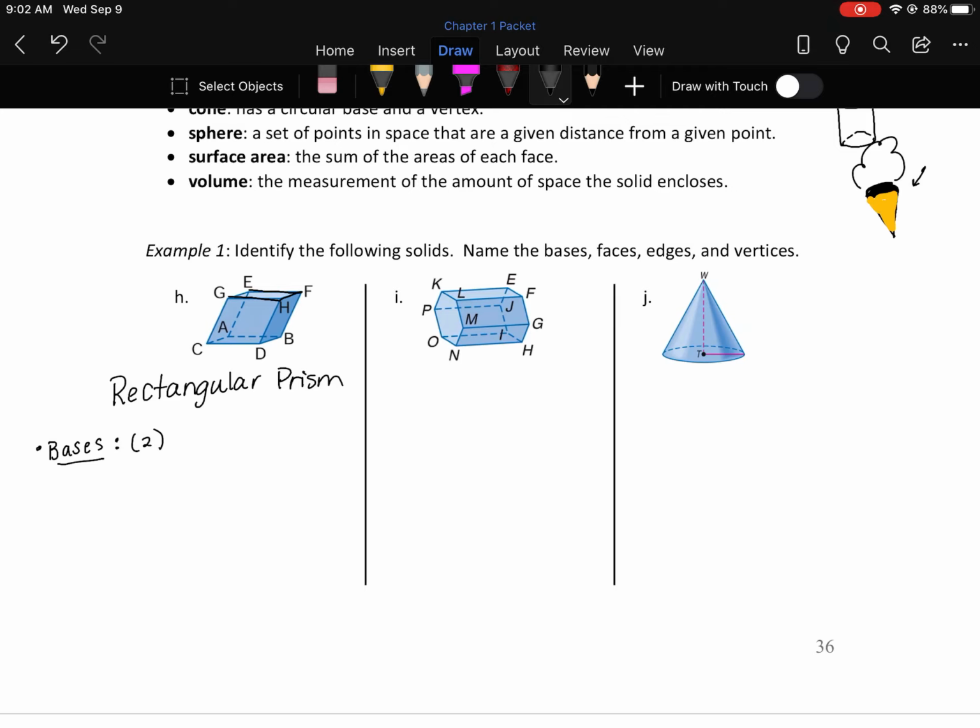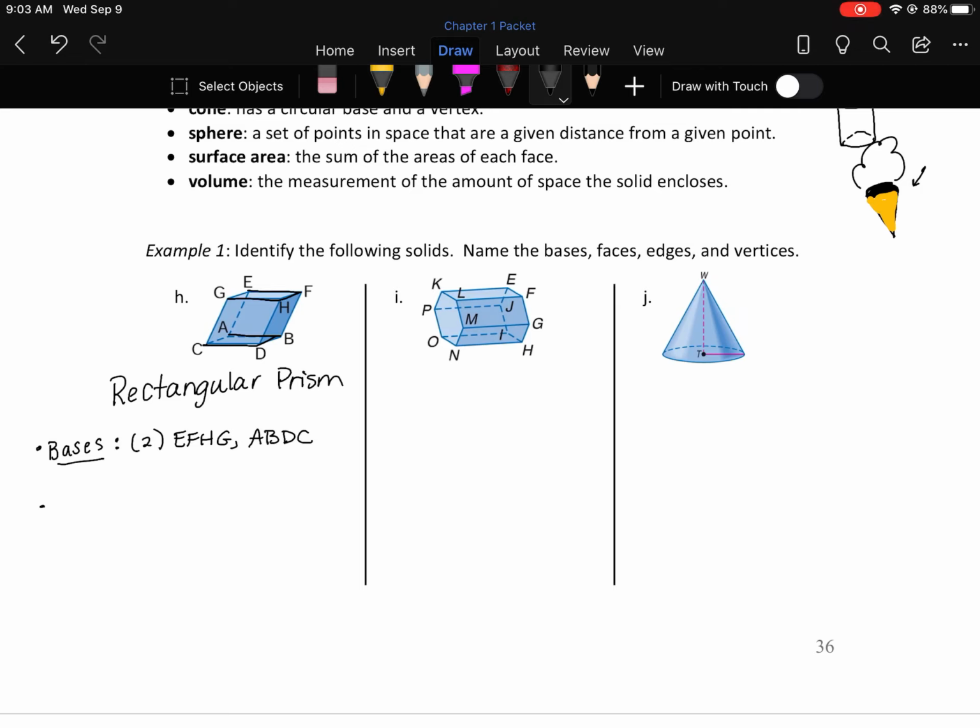All right, so I don't want to do, and let me show you the difference here. I don't want to do E, F, G, H. You can see how that's sort of crossed it. You want to go around the perimeter of the object. So E, F, H, G. So one of them is E, F, H, G. And the other one is the bottom, and we'll do A, B, D, C. A, B, D, C.